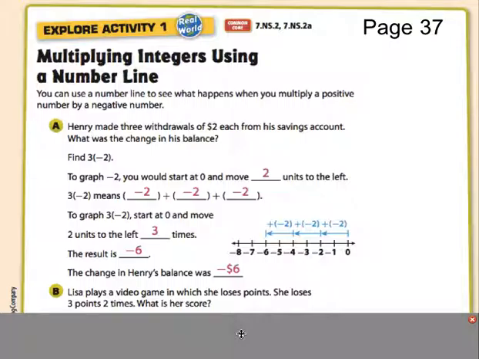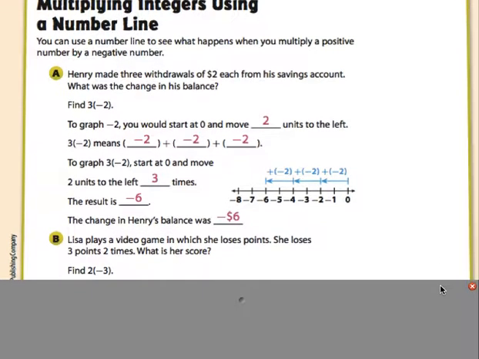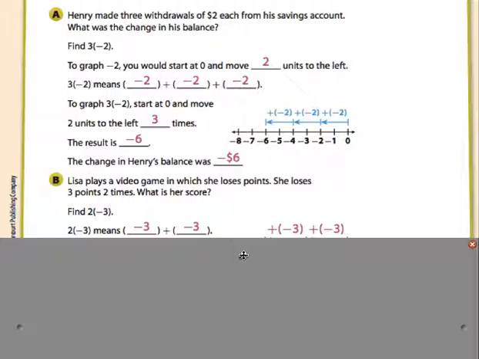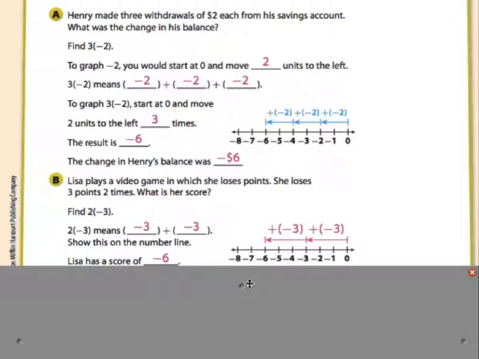B. Lisa plays a video game in which she loses points. She loses 3 points 2 times. What is her score? So you want to find 2 times negative 3. 2 times negative 3 means negative 3 plus negative 3. Show this on the number line. So over to the side you have your number line, so you want to show it on the number line. Lisa has a score of negative 6.